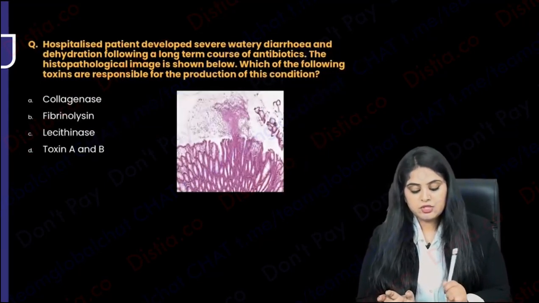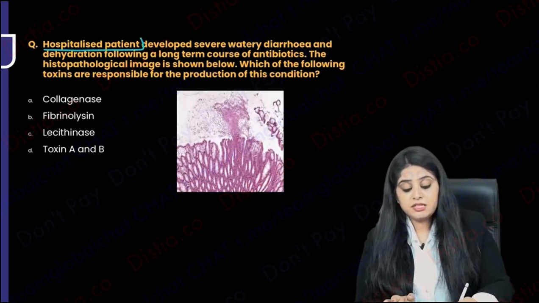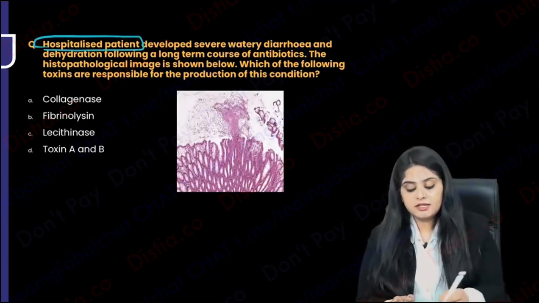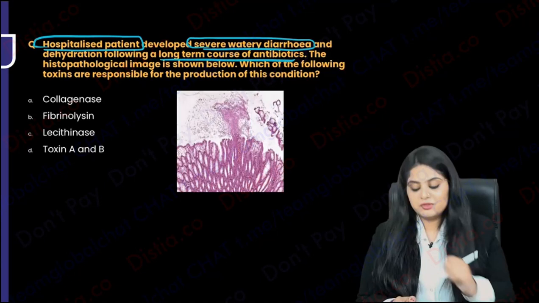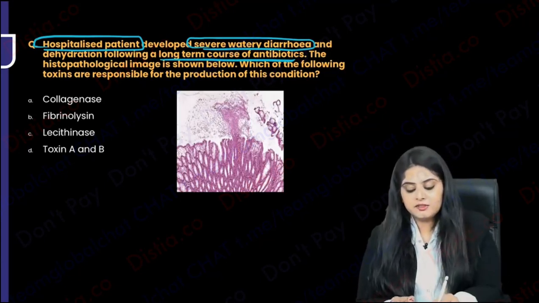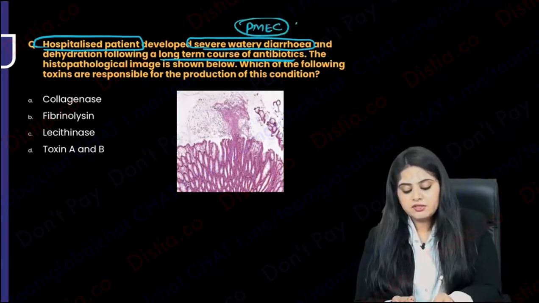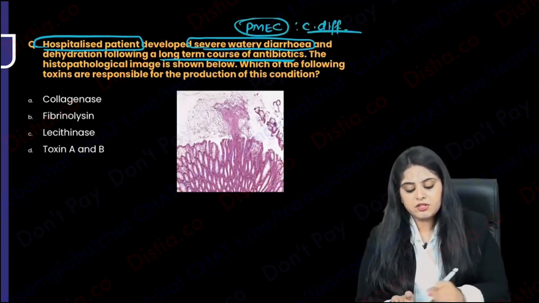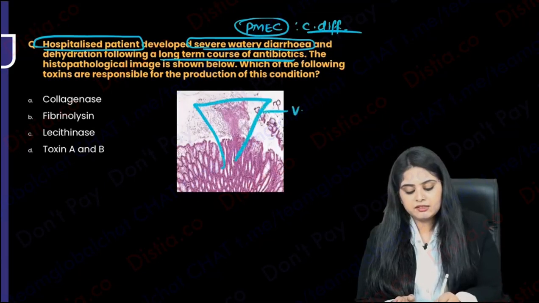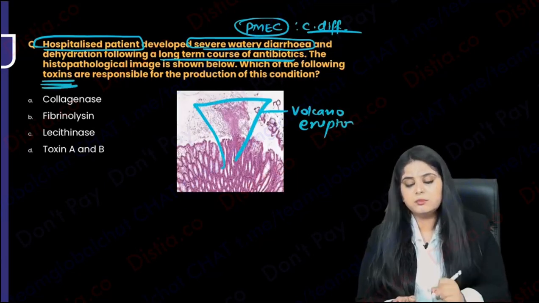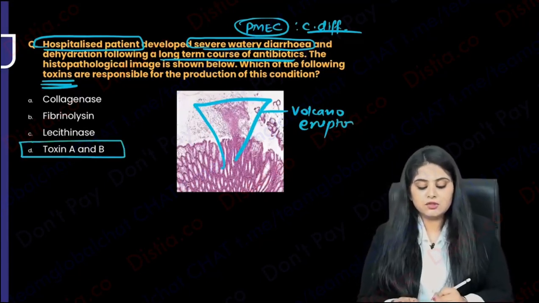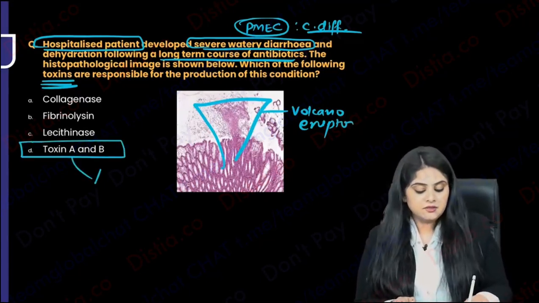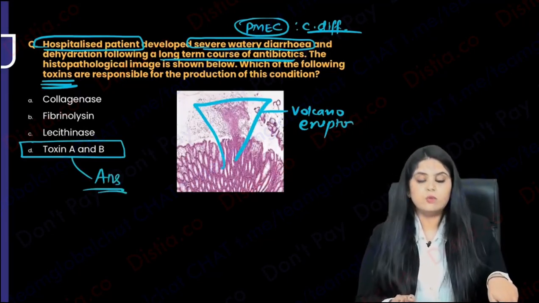Coming to the last question. A hospitalized patient means a patient who's probably been having a lot of antibiotics, developed severe watery diarrhea and dehydration after a long-term course of antibiotics. Long-term course of antibiotics with severe diarrhea, I start thinking of pseudomembranous enterocolitis, Clostridium difficile infection. The histopath image is also showing me the classical volcano eruption. Which of the following toxins are responsible for the production of this condition? You know, Clostridium difficile has two toxins, that is toxin A, toxin B, and they are the ones which are responsible for this condition over here.